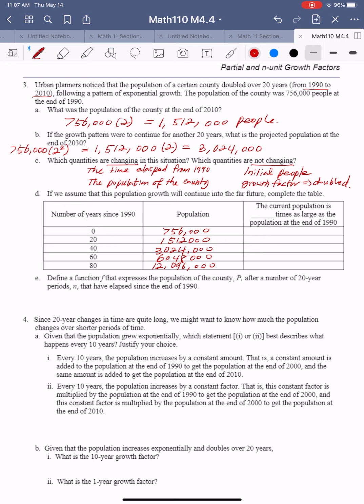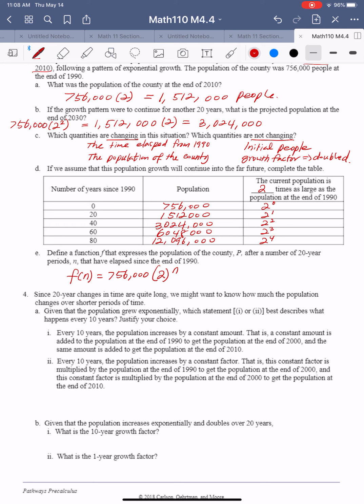So the current population is how many times as large as the initial? It is 2 times, because this is 2 to the 0 as the initial, then multiply by 2, multiply by 2 squared, multiply by 2 cubed from the initial, and then to the 4. And the population after n, which will be the initial 756,000, and then doubles to the nth power for 20. But n increases by 20 though. So n is the 20-year growth factor.